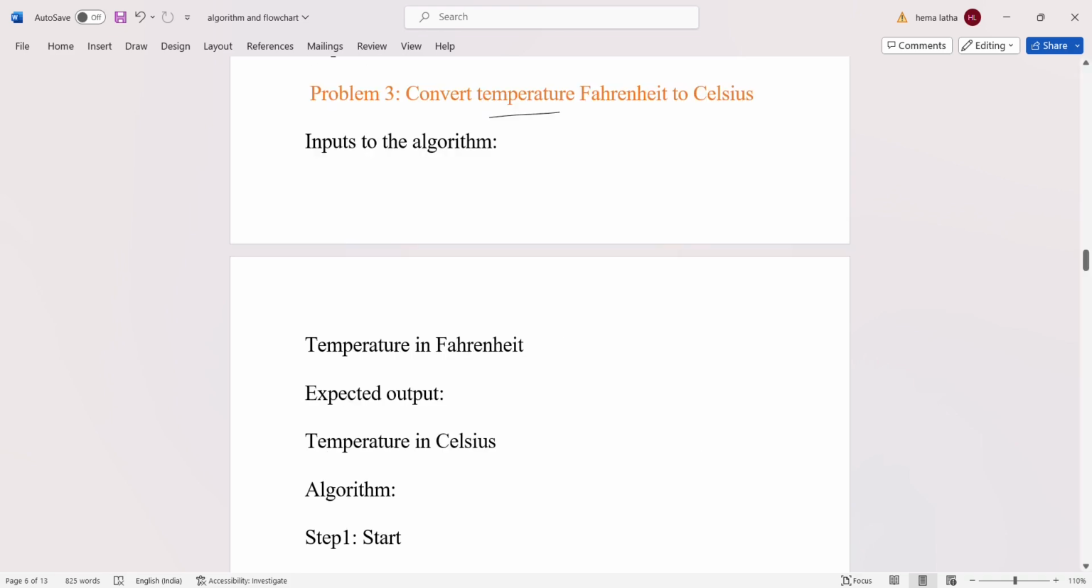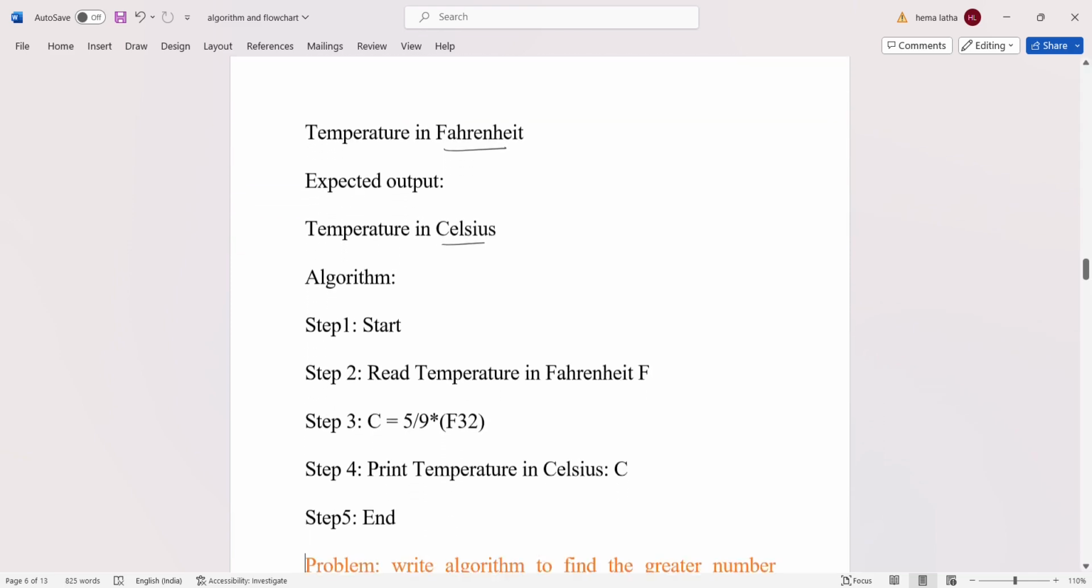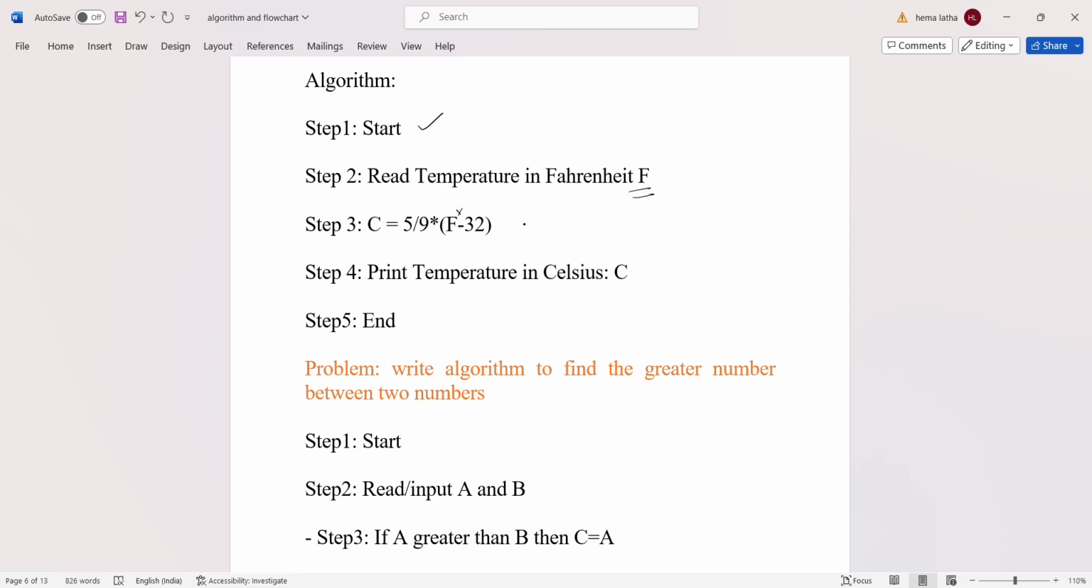Another example, convert temperature from Fahrenheit to Celsius. So the input is the temperature in Fahrenheit we have to give, and the output is the temperature in Celsius we have to get. Okay, what is the algorithm? See here, first step start, second step we have to read the temperature in Fahrenheit, and the third step, the formula we have to use to convert into Celsius. So C is equal to 5 by 9 into F minus 32. Okay, so doing the calculation here, and then we have to print the temperature in Celsius. So it is stored in the C variable, and then end. So these are the steps involved to convert Fahrenheit into Celsius.